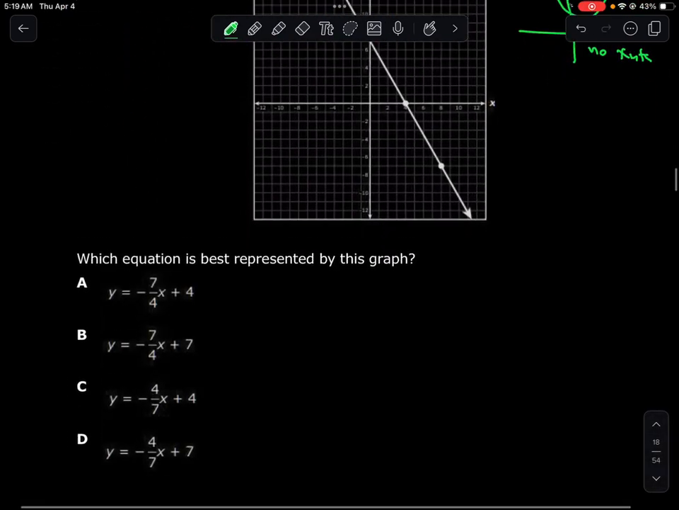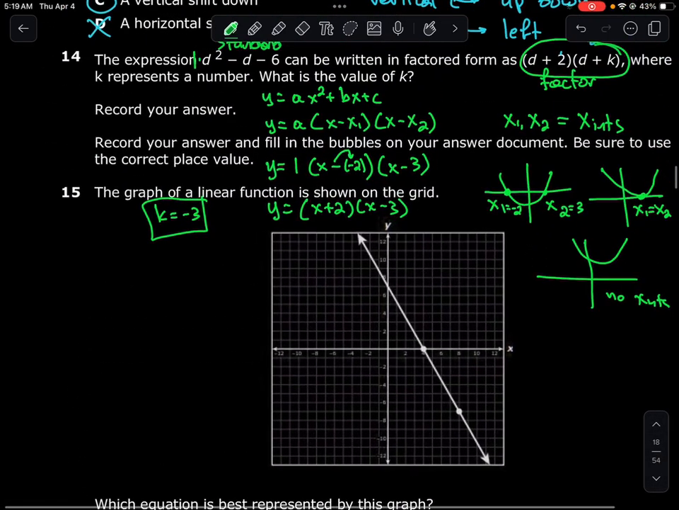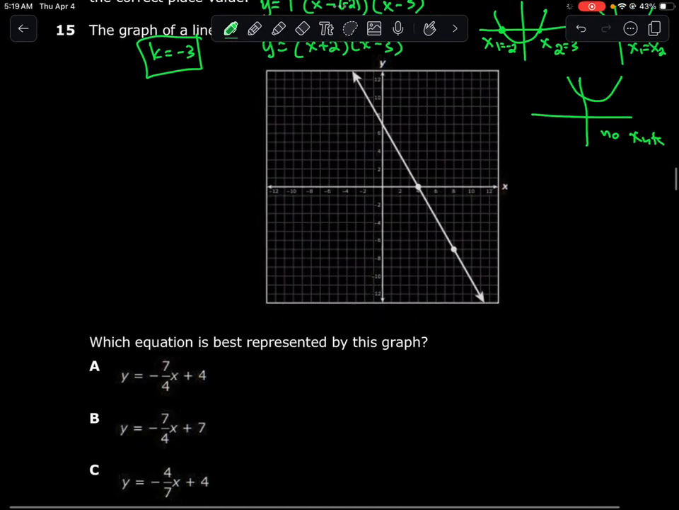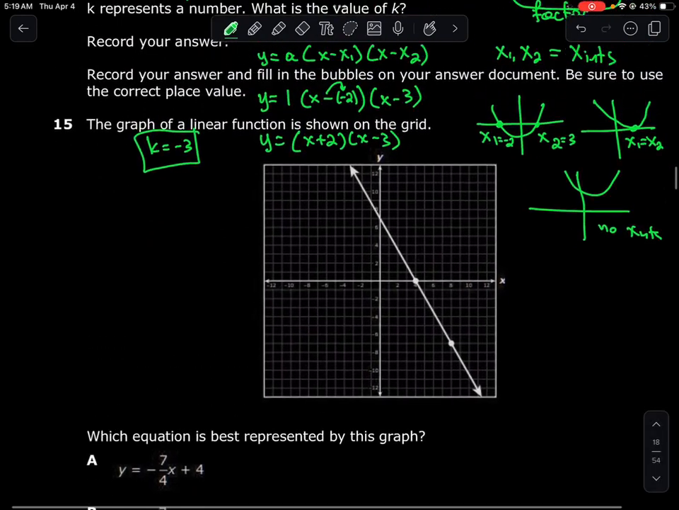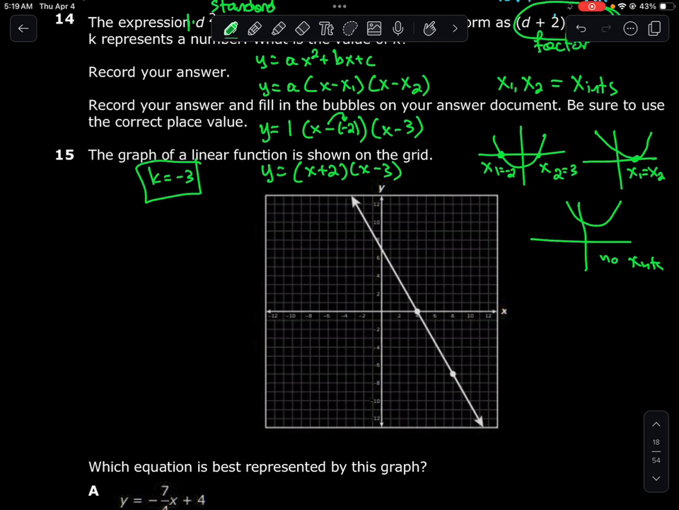Okay, see what 15 is. The graph of the linear function is shown on the grid. Okay, we have a linear function and there are two points highlighted.